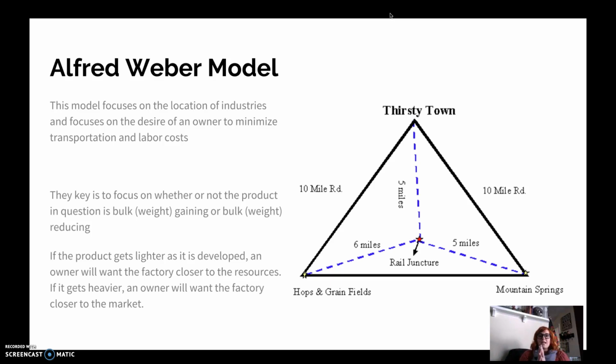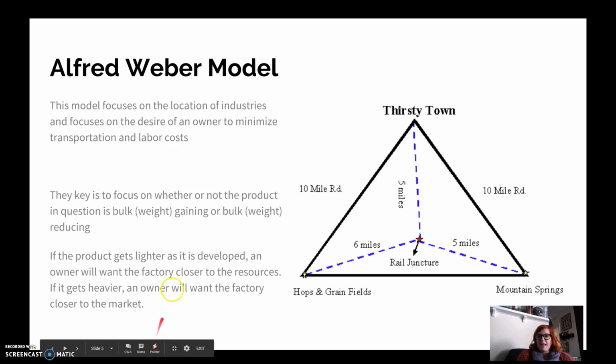Okay, if a product is bulk gaining, if it gets heavier, then you want that to be closer to the market, not the resources. So if you're a bottling factory, you don't need to be close to where the resources for the bottles come from. You want to be close to where they get bottled and distributed to markets. Does that make sense? Basically, whatever the longer trip is, you want that to be the lightest trip. Heavier, the more expensive.